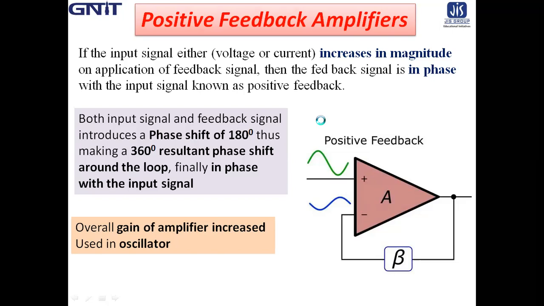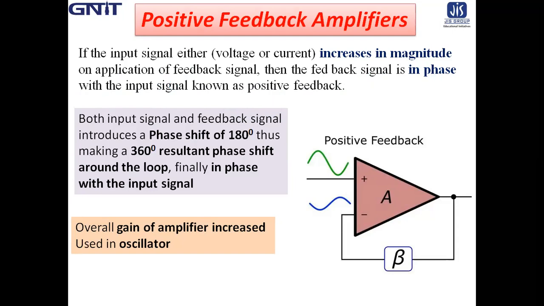If the input signal, it may be voltage or current, increases in magnitude on application of the feedback signal, then the feedback signal is in phase with the input signal, which is known as positive feedback. That means the overall signal amplitude is increased. So it increases in magnitude and the feedback signal is in phase with the input signal.